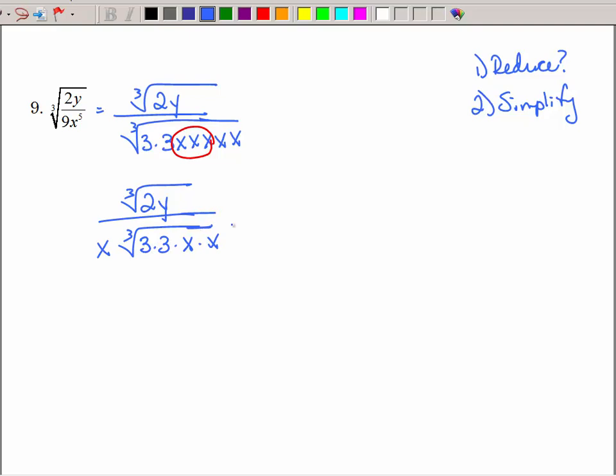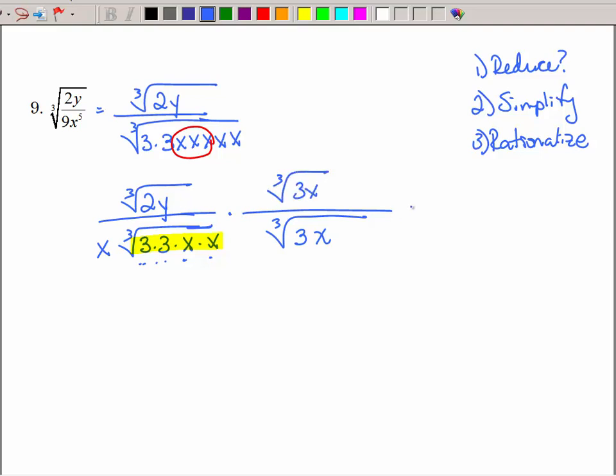I'm going to go ahead and leave it in that factored form so I can do my third step of rationalize, meaning multiply by how many of what you need. So let's look at that. I'm going to multiply by, I have 1, 2, 3, 1, 2, I need a third 3, 1, 2 x's, I need another x. So that's what I need to multiply by.